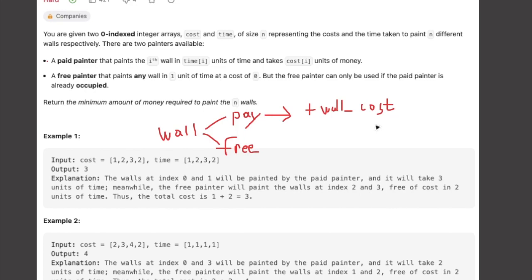And also, if we pay the paid painter to paint this particular wall, then we should have some kind of record to tell us that, even though we pay this one unit of money, we also gain 1 unit of a free credit. This free credit can be used for the free painter later. So also we should add the wall time.